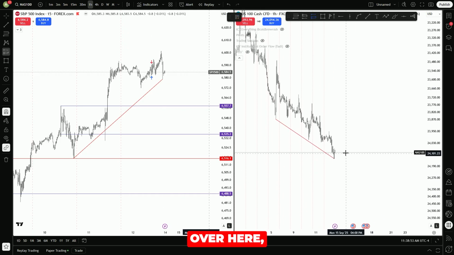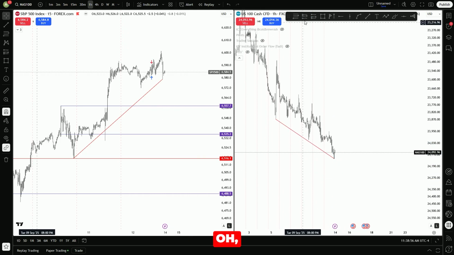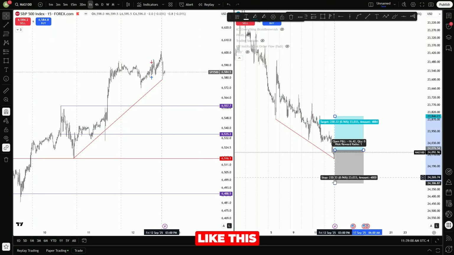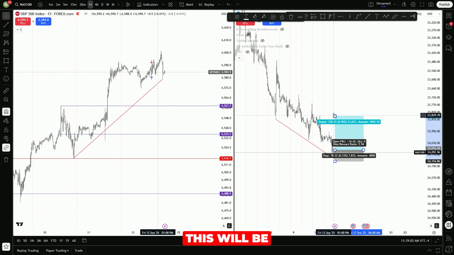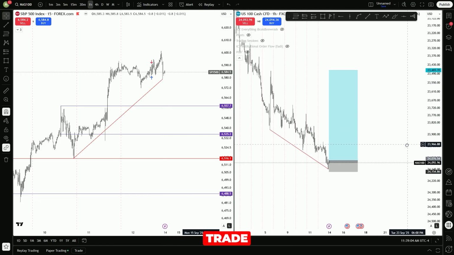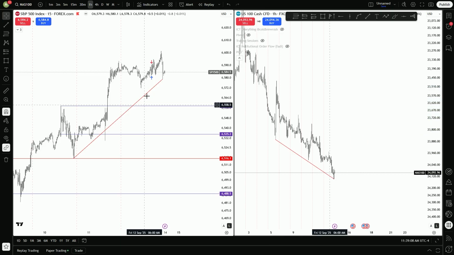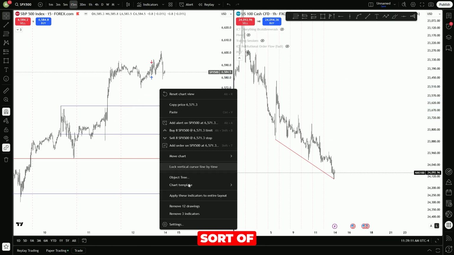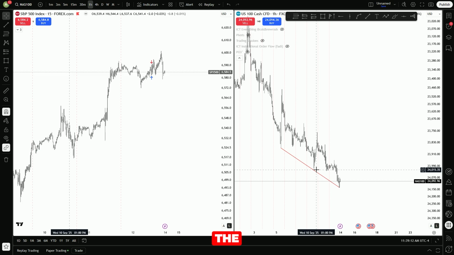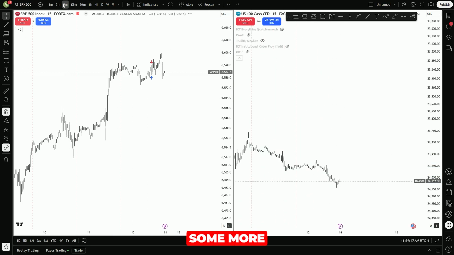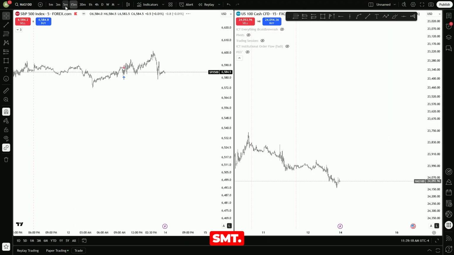Like I can plan my trade over here, something like this. This will be my stop, this will be my take profit. This is the swing trade that I will probably plan at the Monday opening over here. And then, let me just remove the drawing, and let's move towards some smaller time frames so that we can see some more prominent SMTs.